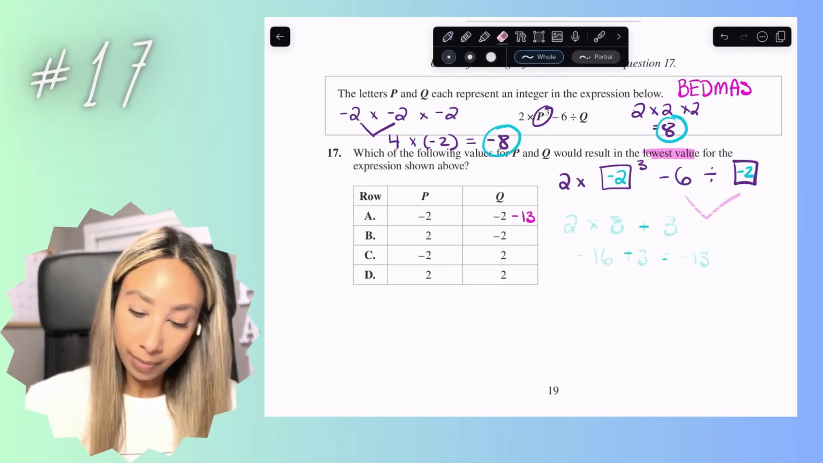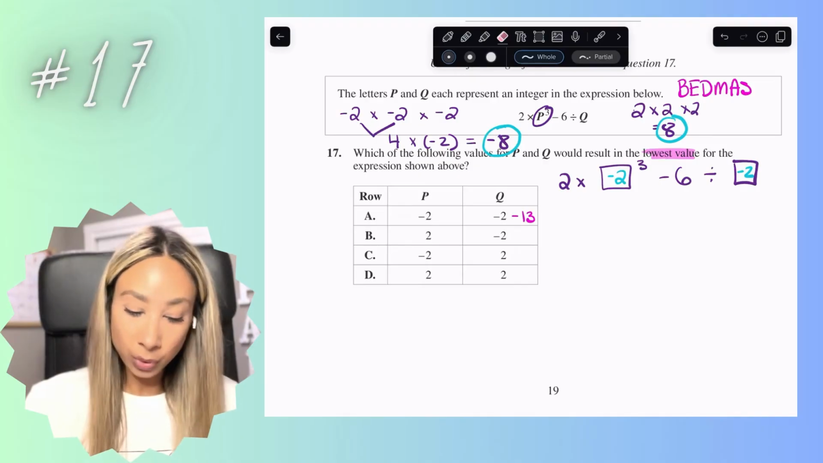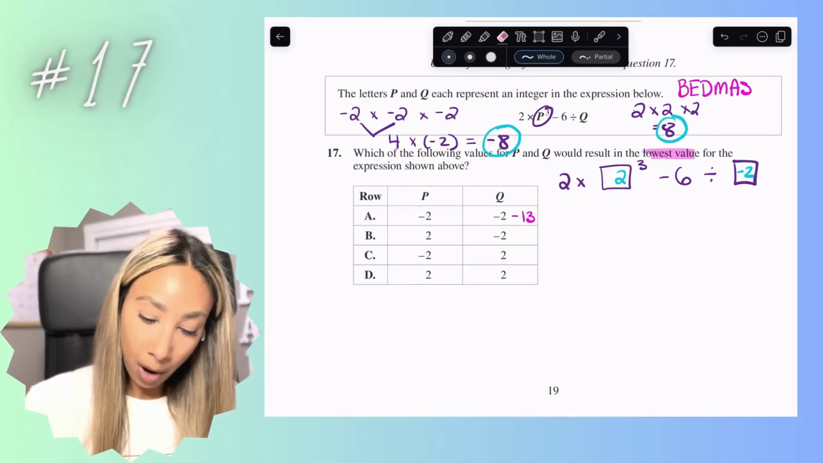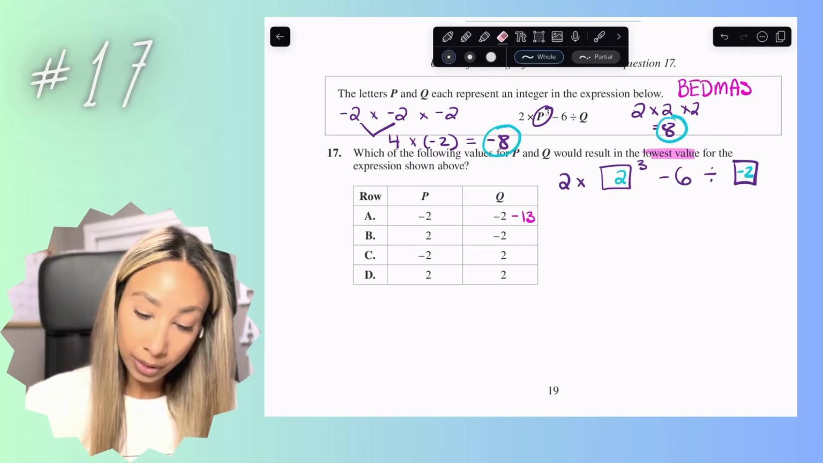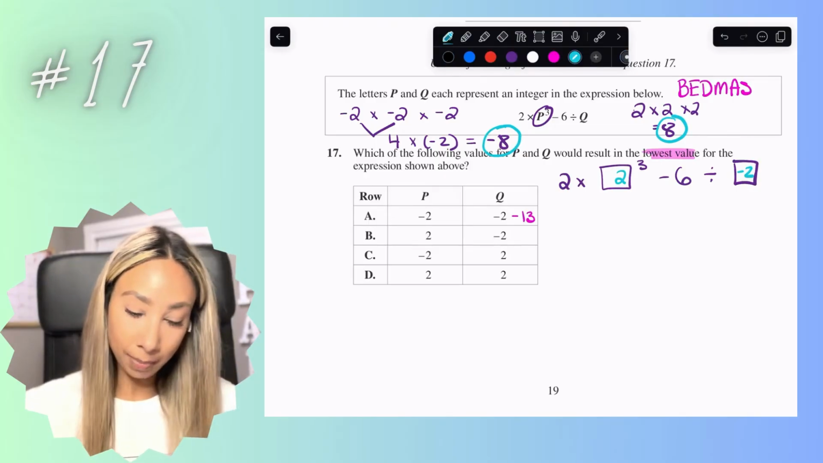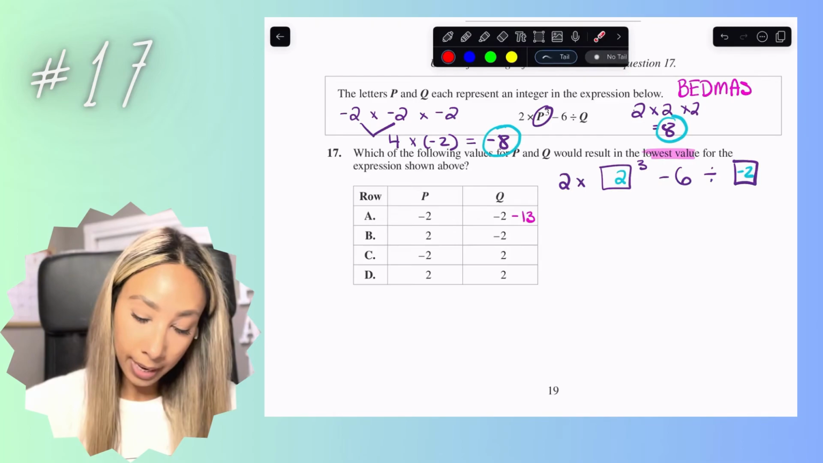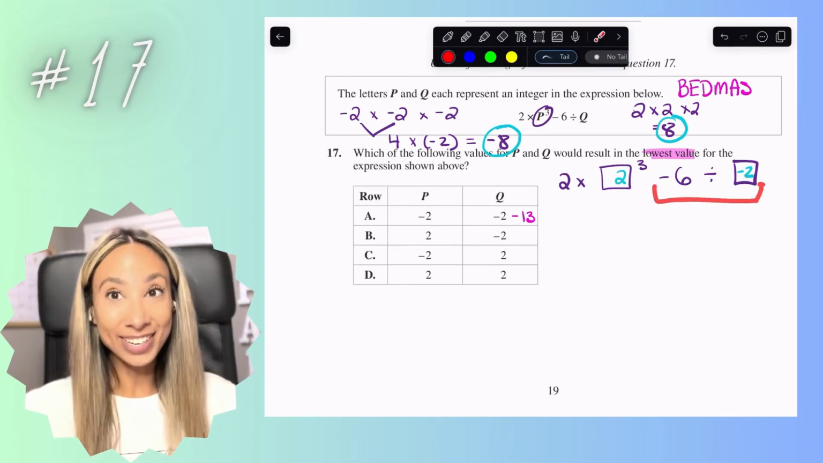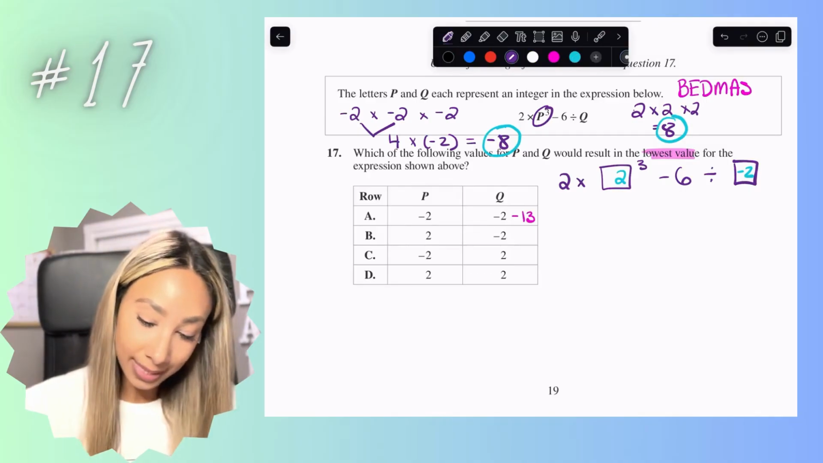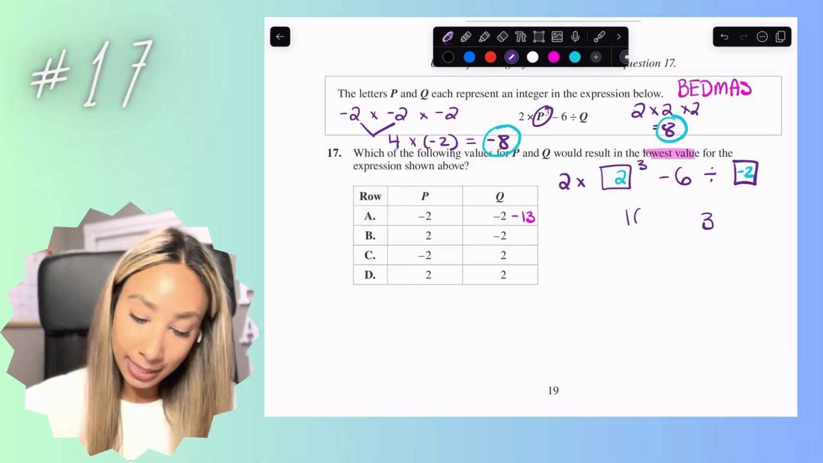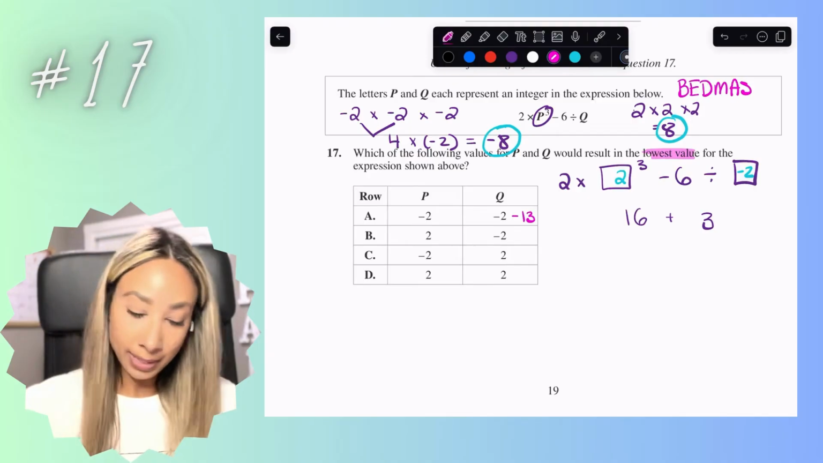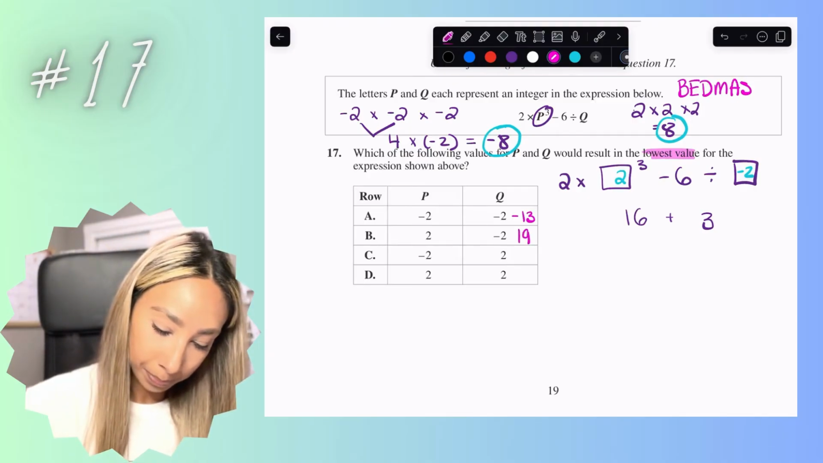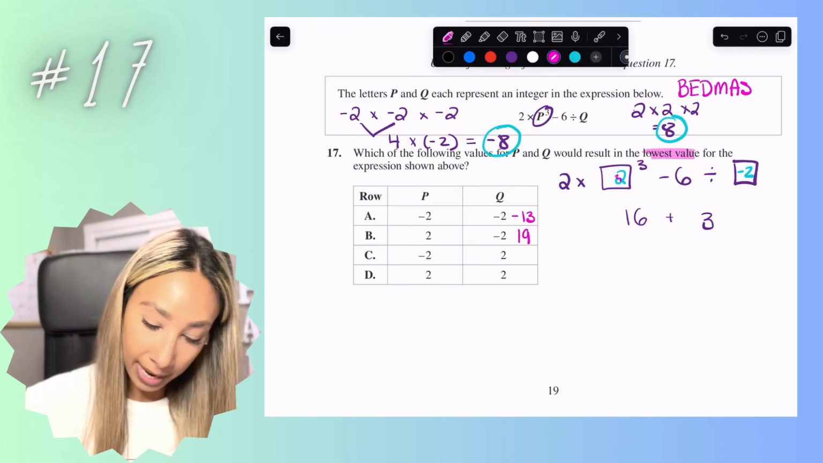Okay, let's try it again. Same thing, but we're going to switch those numbers. So for P, we're looking at a positive 2, and for Q, we're looking at a negative 2. Same thing as last time, we'll do our division first. So negative 6 divided by negative 2. Again, that's still going to be the 3 that we got last time. And where it changes is in this case, we get 16 plus 3, okay? So that's going to leave me with 19. All right, let's look at the next option.